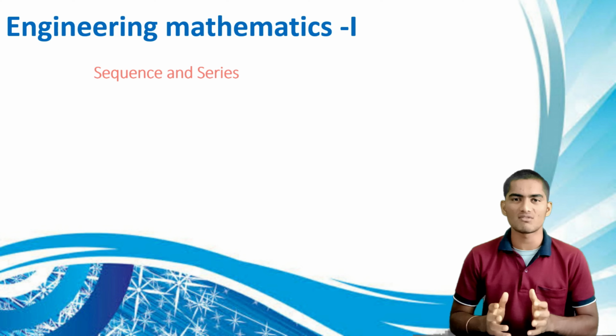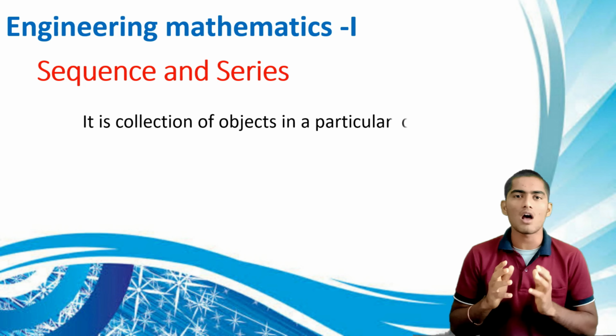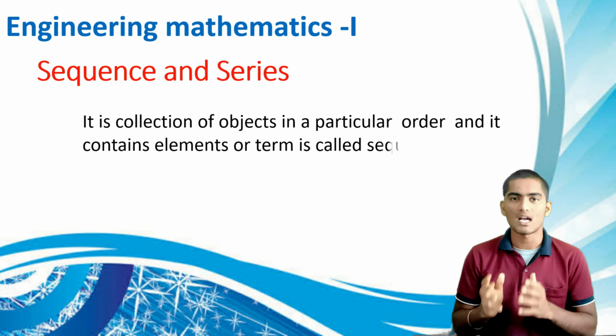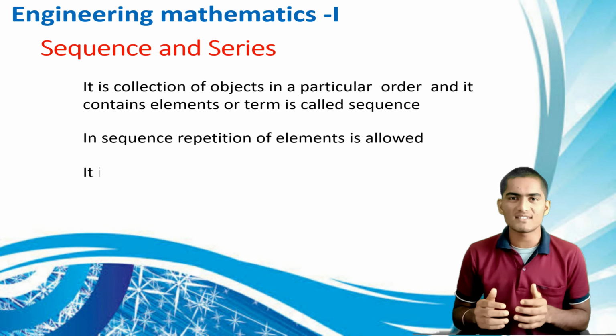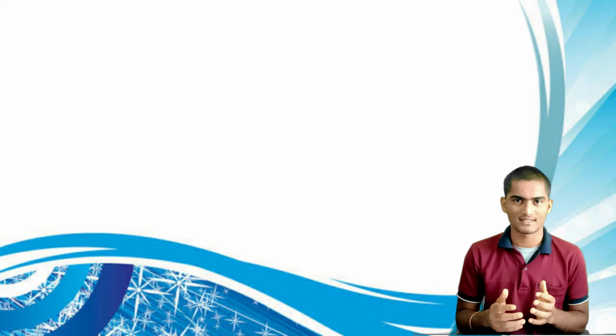Let us know what is sequence. Sequence is the collection of objects in a particular order and it contains elements or terms. In sequence, the repetition of elements is allowed and it is denoted by flower brackets.